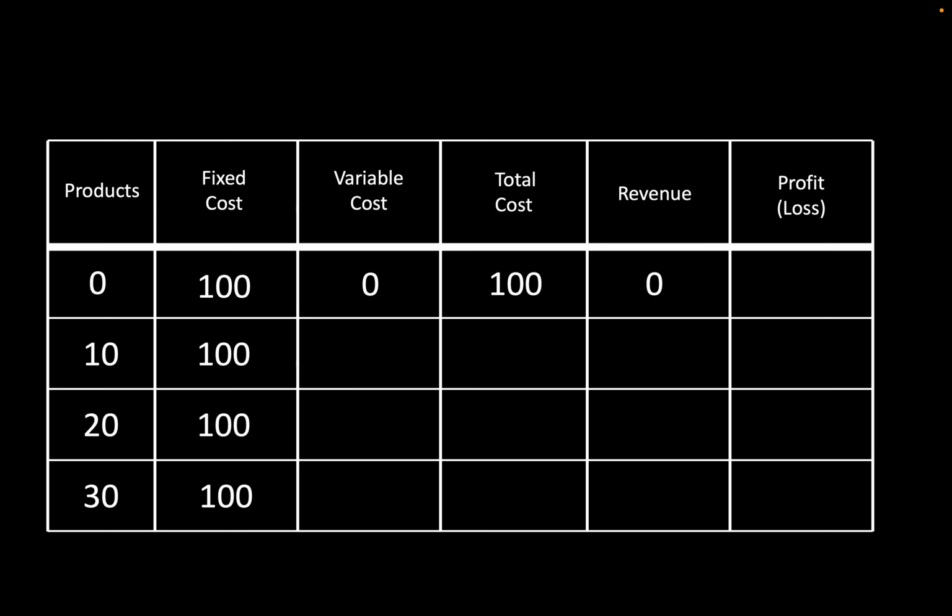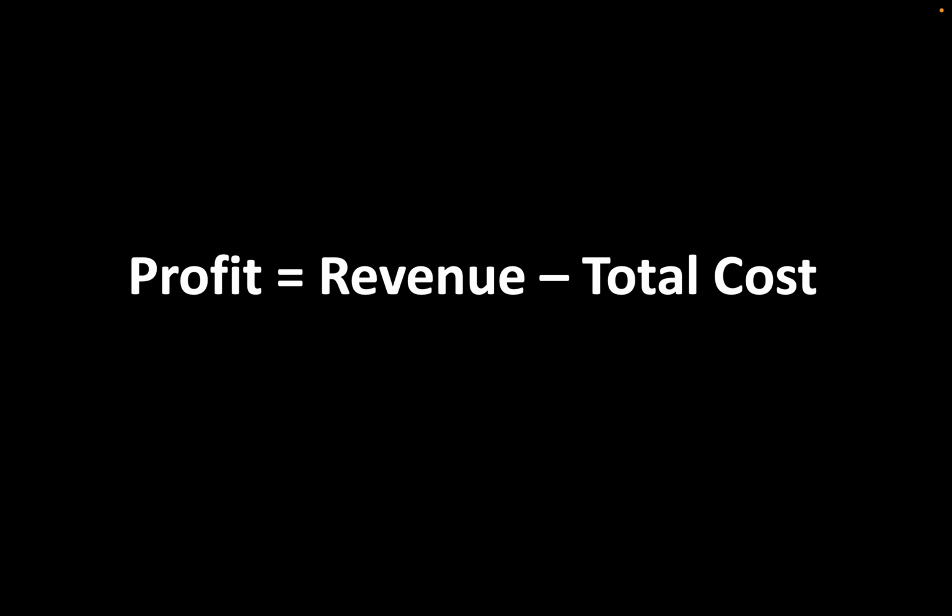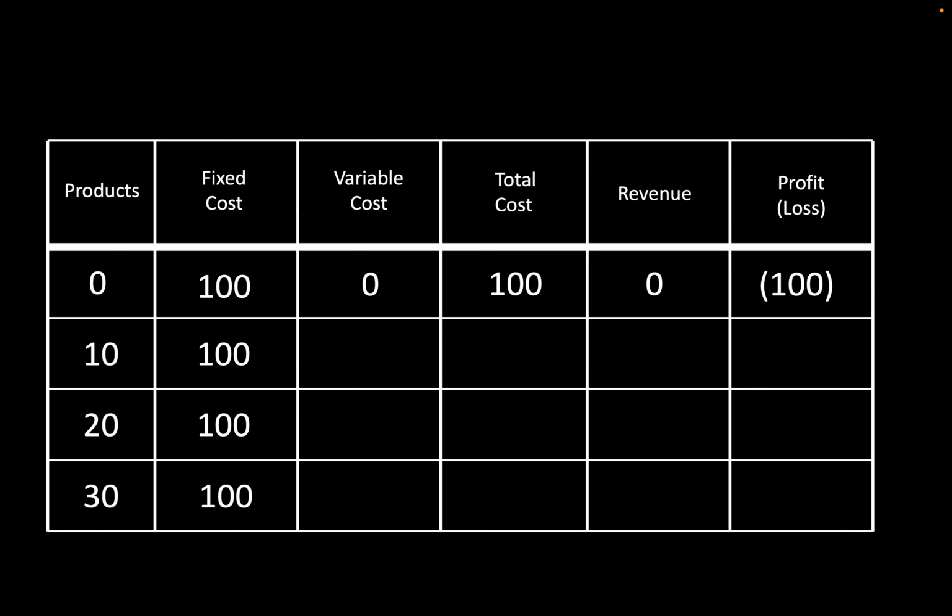And that leaves us with our final column, which is our profit, or in this case, it's going to be a loss. The profit is the revenue minus the total cost. Because our revenue was 0, we subtract the total cost of 100. The business is making a loss of $100 when it doesn't sell any products.